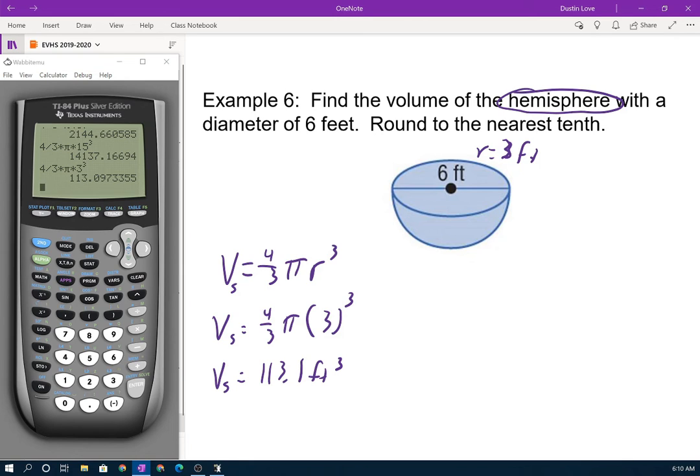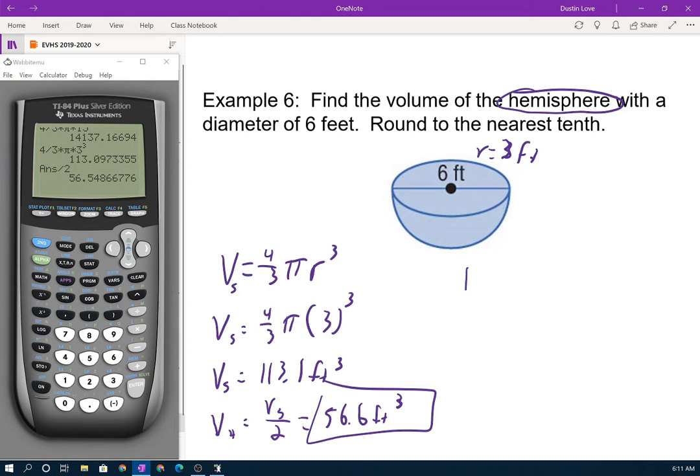But now I want the volume of the hemisphere. So the volume of the hemisphere is just going to be volume of the sphere divided by 2. So I'm just going to hit divide by 2 on this, and that's going to give me 56.54, so 56.6 feet cubed.